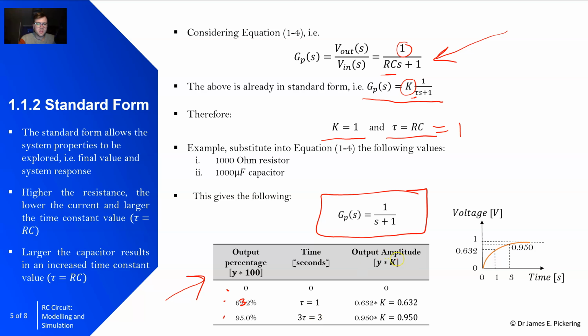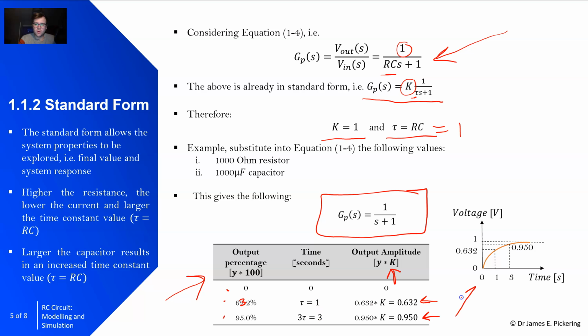Now let's look at the output amplitude, because the output amplitude is very much dependent on the system gain. But in this case, the system gain is a value of 1. So again, 0.632 multiplied by k, where k is 1, and 0.950 multiplied by k, where k is 1, gives us the output values for this particular time value, so 1 second and 3 seconds.